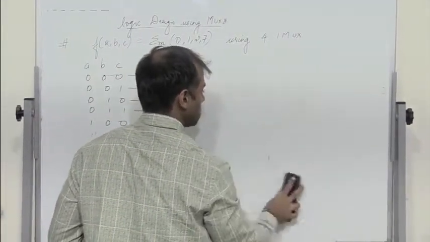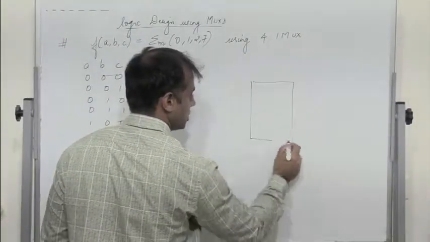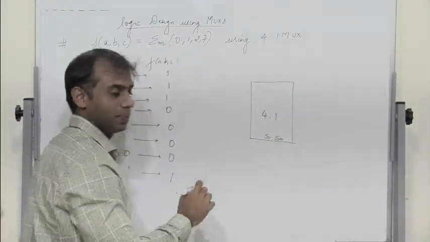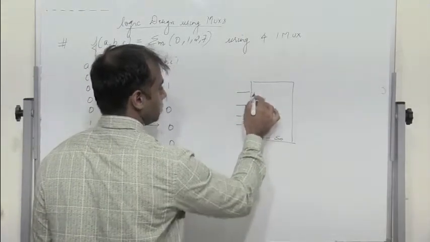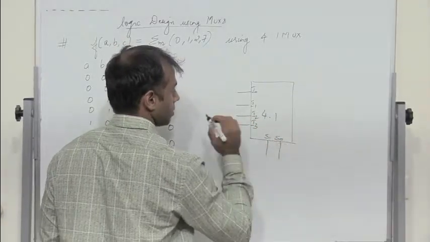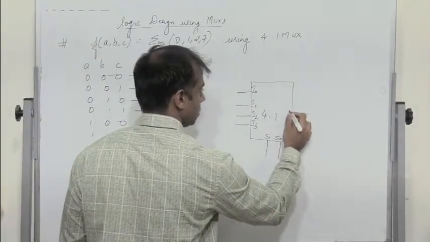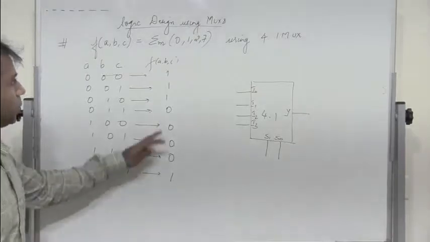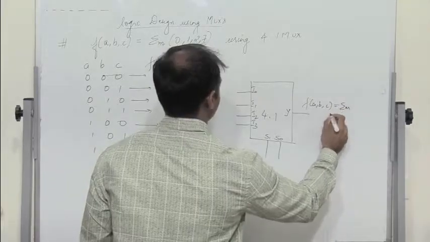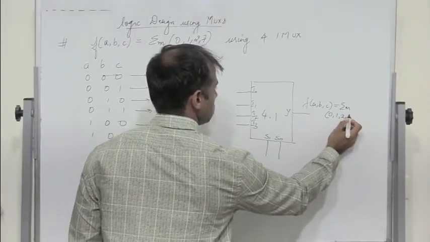A 4 is to 1 MUX has 2 select lines. A 4 is to 1 MUX has 2 select lines and there are 4 inputs. Okay, so there are 2 select lines S0, S1 and there are 4 inputs I0 to I3 and there is 1 output Y. So the output Y, what do I need? I need f of ABC which is high for the combination 0, 1, 2 and 7.